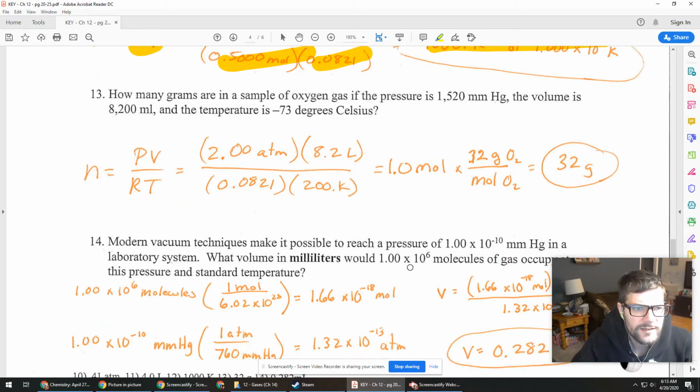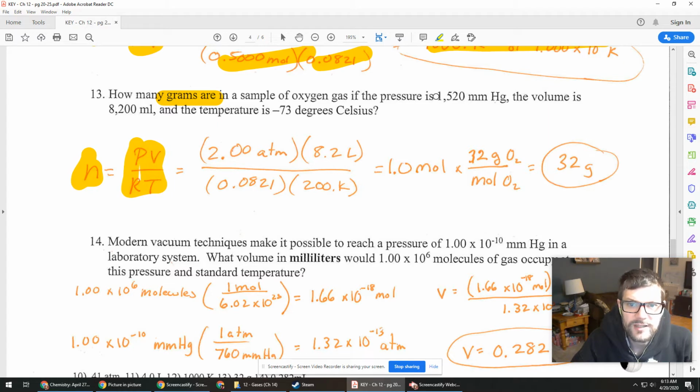So I rearrange for temperature, get my other values, start plugging them in, and I'll get my final answer. Number 13, how many grams? Okay, so again, here's one where we're going to need to do some molar mass conversions, but when I'm looking for grams, that triggers the fact that I'm looking for how much of this gas do I have. So I'm solving for n, so I rearrange for n.